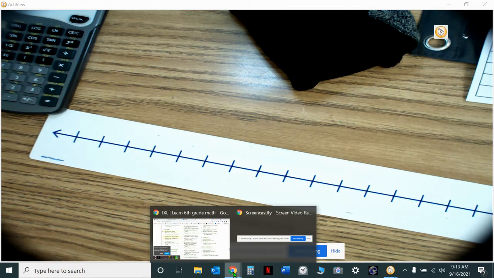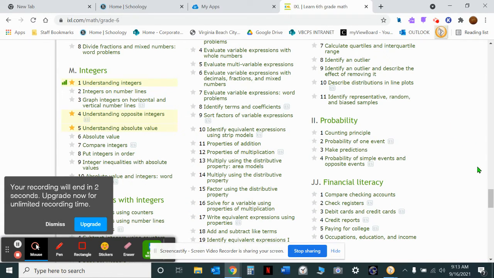All right, let's check out what the practice looks like on IXL. This is IXL M.